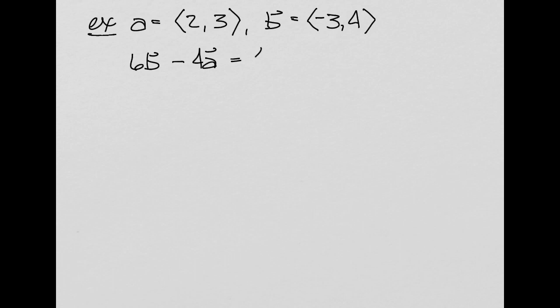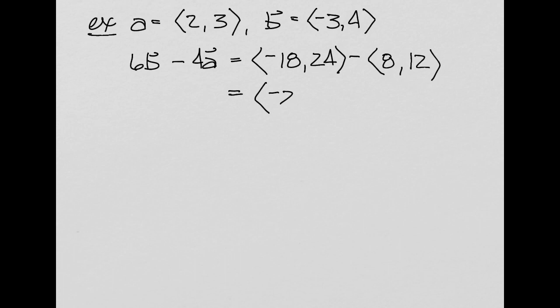6b, so 6 times -3, 6 times 4, minus 4 times a, 4 times 2, 4 times 3. And now we'll subtract component-wise. -18 minus 8, 24 minus 12. So, operations with vectors.